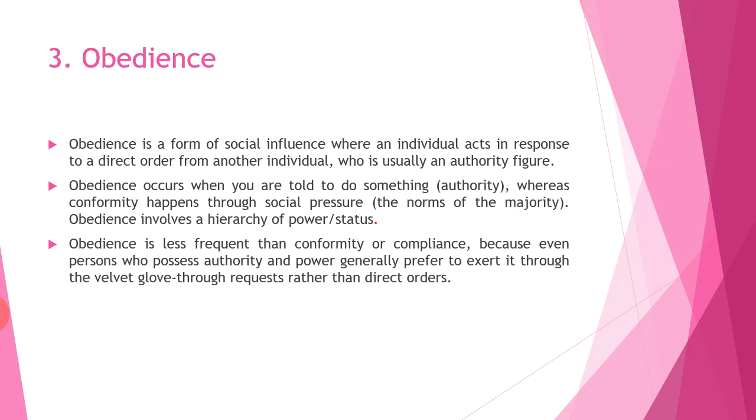Obedience occurs when you are told to do something by the authority, whereas conformity happens through social pressure, and obedience involves a hierarchy of power or status. But we can see that obedience is less frequent than conformity or compliance nowadays, because even persons who possess authority and power generally prefer to exert it through the velvet glove, through request rather than direct orders.